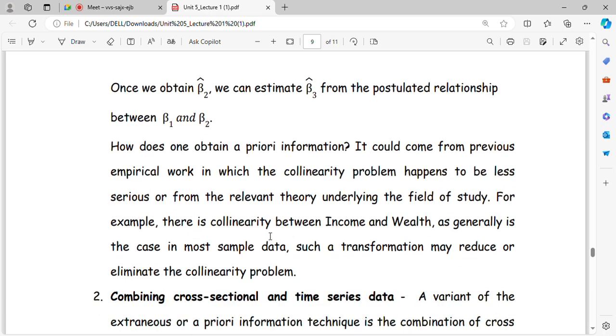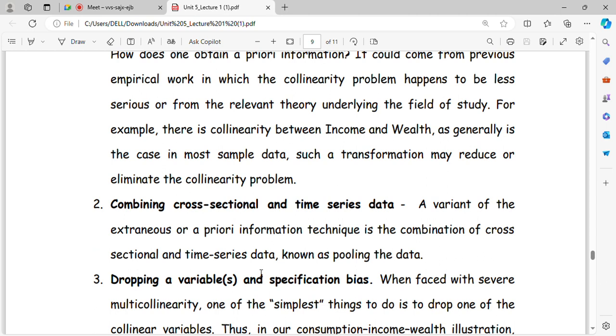For example, there is a collinearity between income and wealth, as is generally the case in most sample data. Such a transformation may reduce or eliminate the collinearity problem. Okay. The second thing that we can do is combine cross-sectional and time series data. A variant of the extraneous or a priori information technique is the combination of cross-sectional and time series data, known as pooling the data. So if there is a multicollinearity problem, we can pool the data and run the regression equation. This way, we can to some extent solve the problem of multicollinearity.